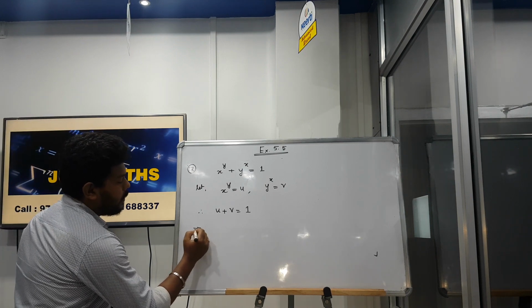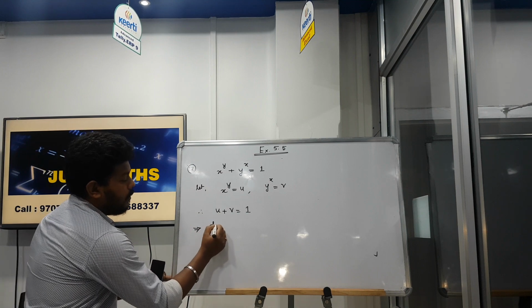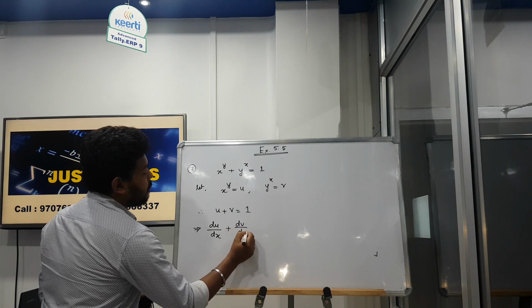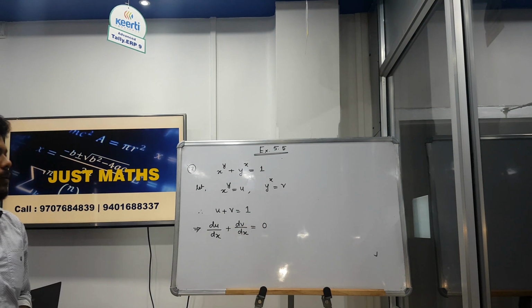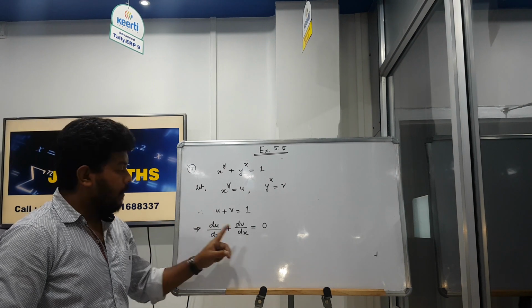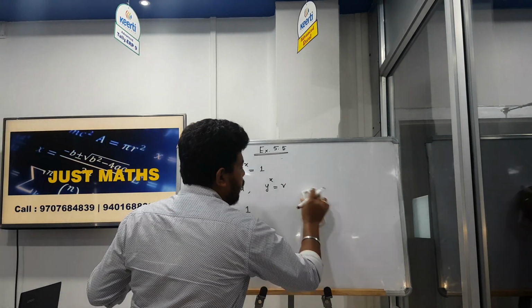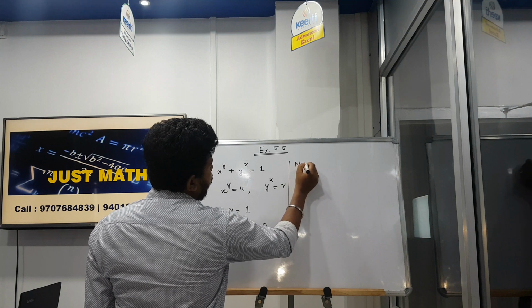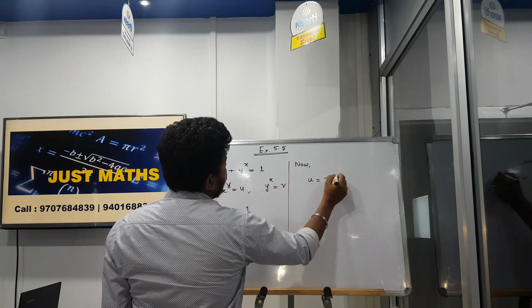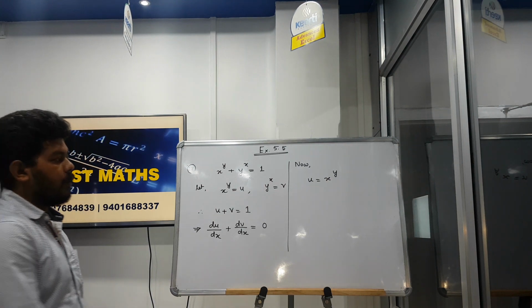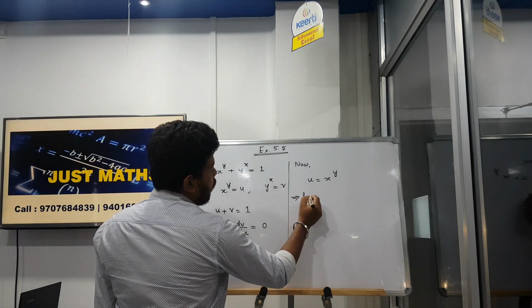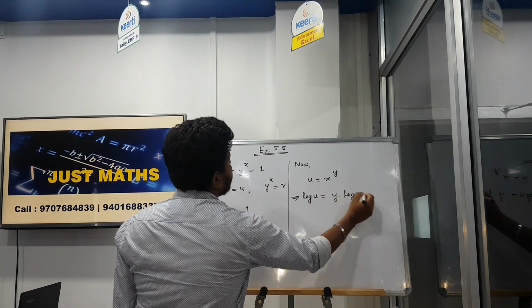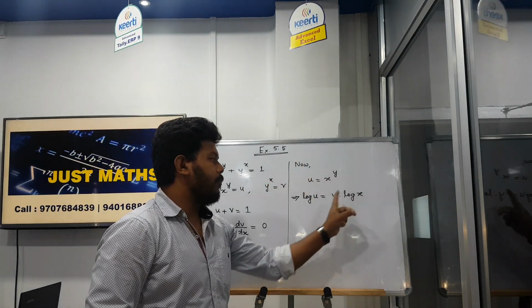If you differentiate, you will get du by dx plus dv by dx. For 1 it is 0. Now how to find du by dx and dv by dx? So we'll apply the type 3 method. Now u is equal to x to the power y. If you take log of u, it will be y into log x. The power is y, it gets multiplied before log x.